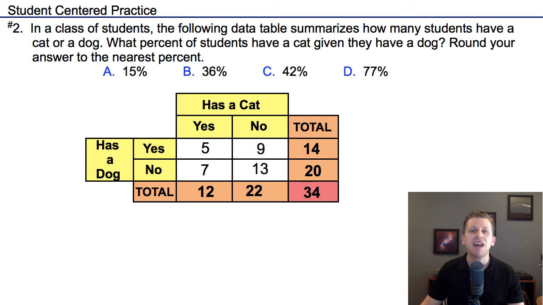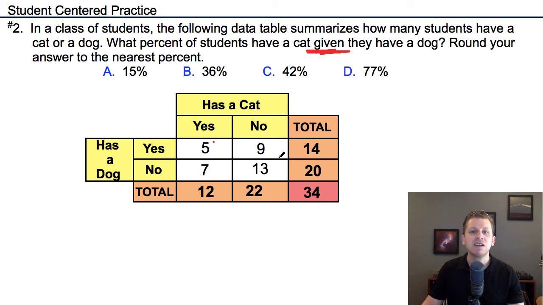What percent of students have a cat given they have a dog? Round your answer to the nearest percent. Here we can tell this is a conditional probability right away because it has this word given. That's a big clue. It says what percent of students have a cat given they have a dog. So it's not what percent of all students have a cat, it's which students have a cat given that they have a dog. So first thing I want to do is find the students that have a dog.